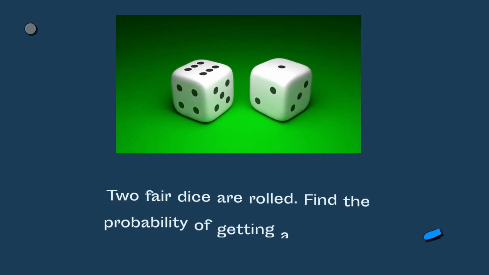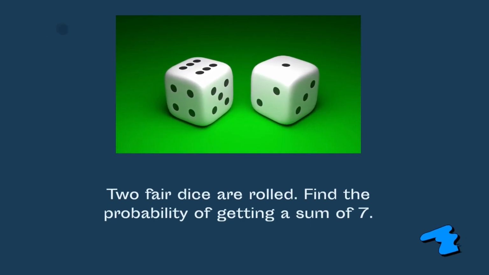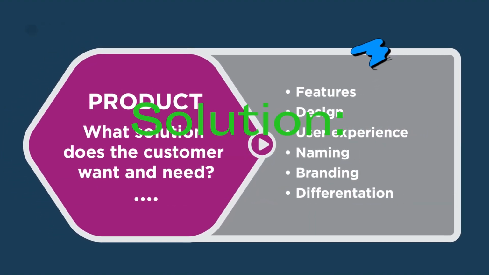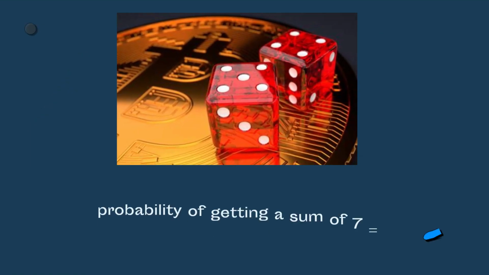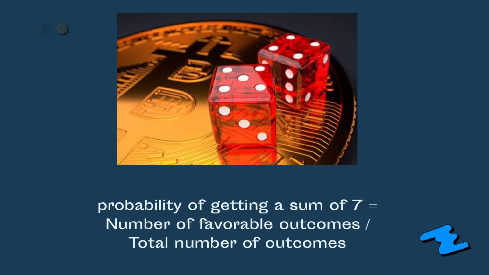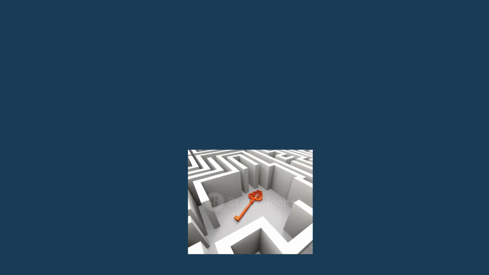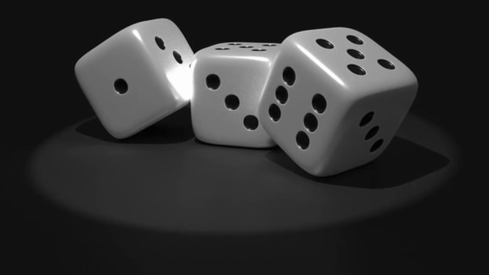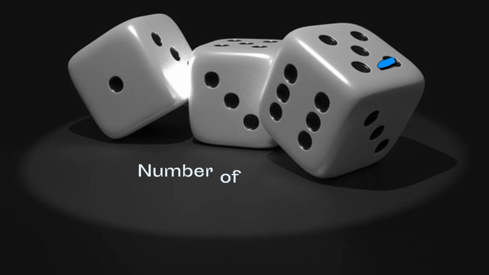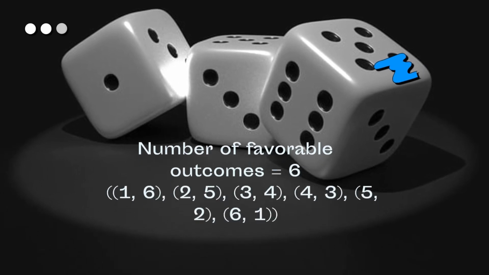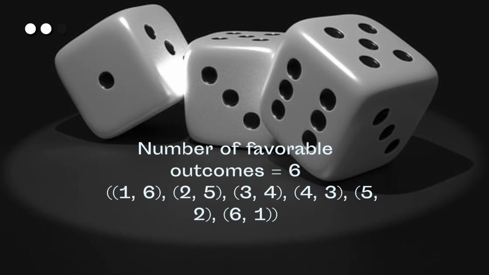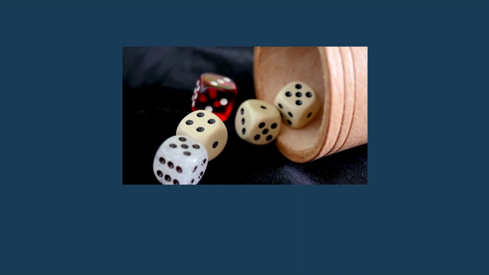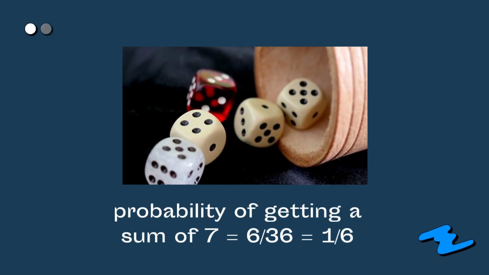Two fair dice are rolled. Find the probability of getting a sum of 7. Probability of getting a sum of 7 equals number of favorable outcomes over total number of outcomes. Total number of outcomes equals 6 times 6 equals 36. Number of favorable outcomes equals 6: (1,6), (2,5), (3,4), (4,3), (5,2), (6,1). Probability of getting a sum of 7 equals 6/36 equals 1/6.